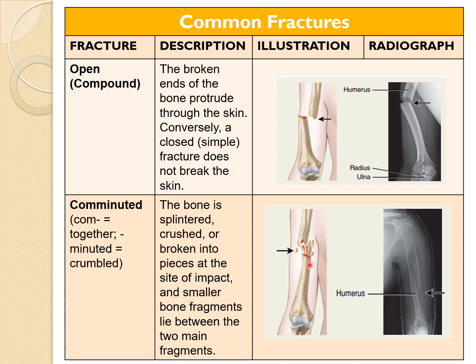Here you can see these are the two main fragments of the broken bone. In between them are small broken pieces of the bone at the site of impact. This is a comminuted fracture.